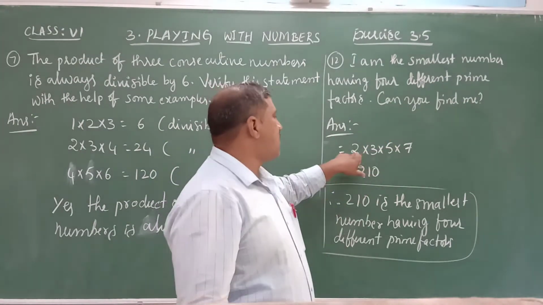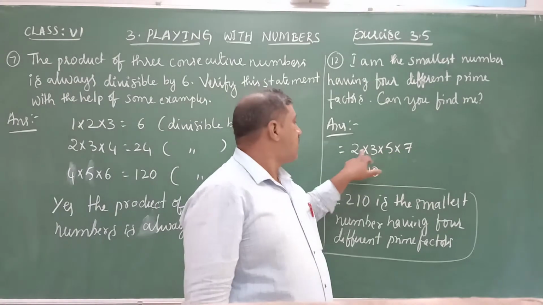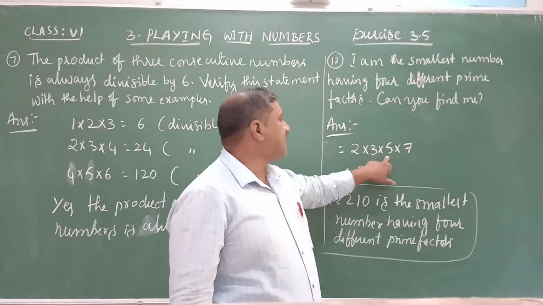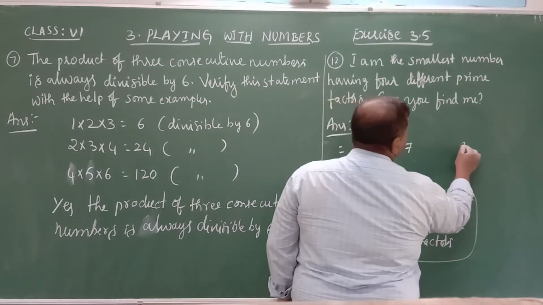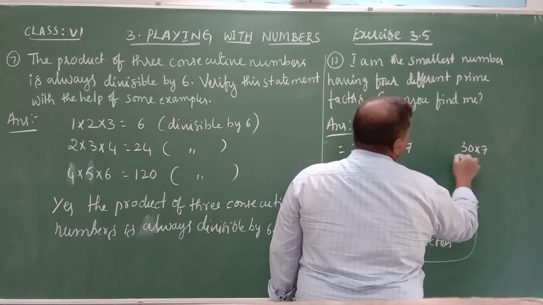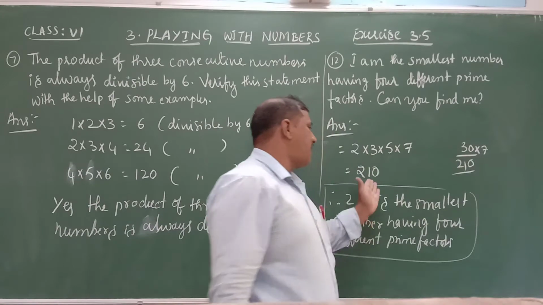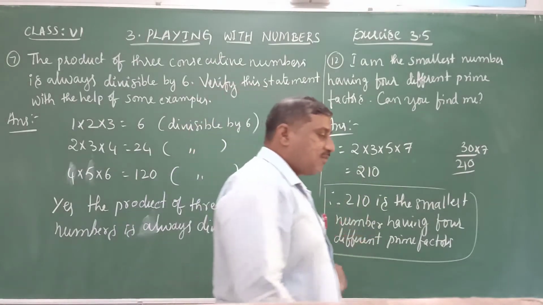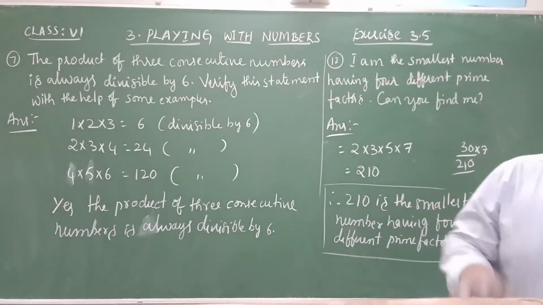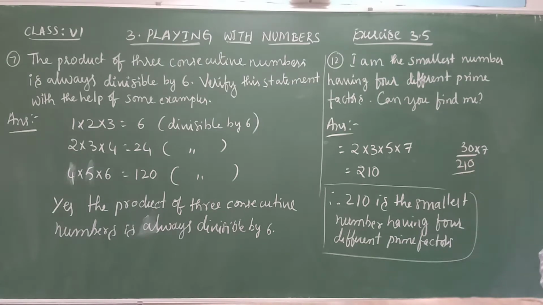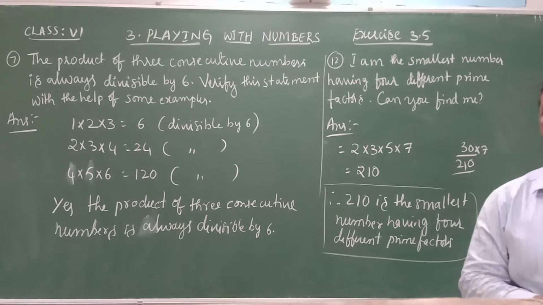What are the 4 different prime factors? 2, 3, 5 and 7. 2 into 3, 6. 6 into 5, 6 fives are 30. 30 is multiplied with 7. 7 zeros are 0. 7 threes are 21. 210 is the smallest number which is having 4 different prime factors. Is it clear, children? Yes.